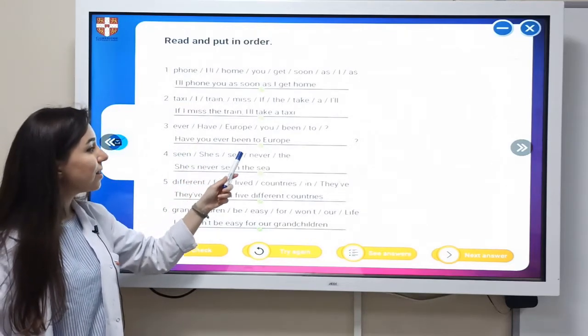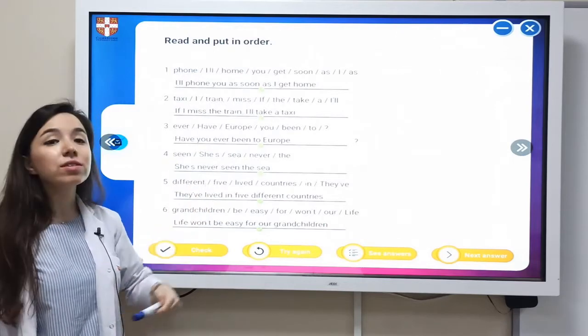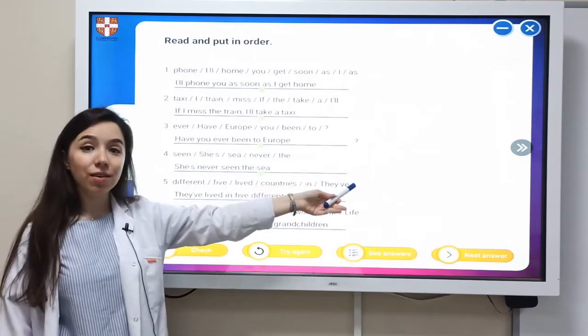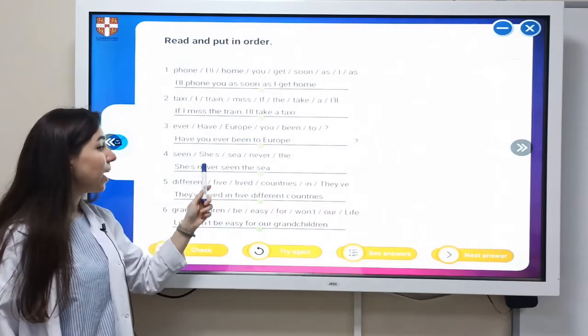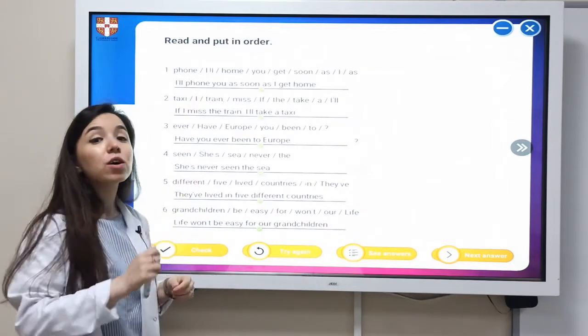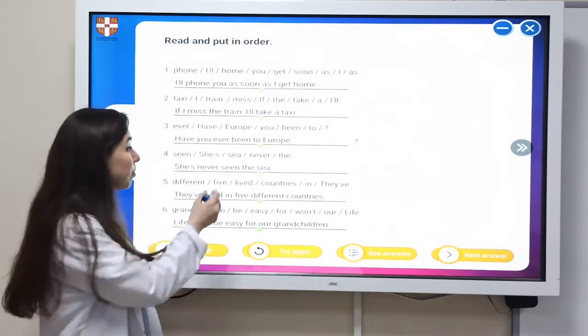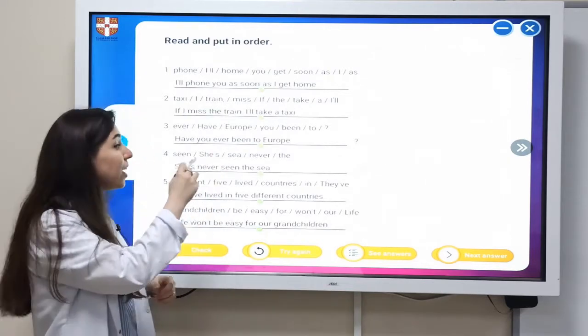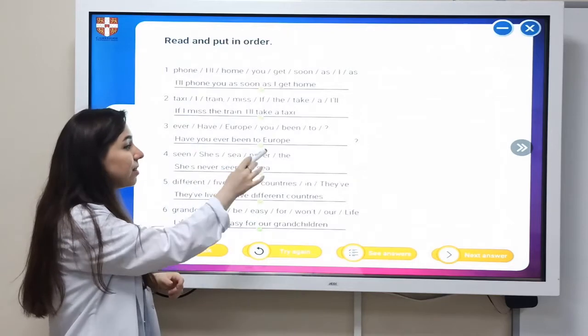Seen, she has, seen, never, the. She has never seen the sea. Here we don't have a question mark again. Yes, she has never seen the sea. Well, this is not is. Please pay attention because our sentence is present perfect simple. This is not is. This is has. She has never seen the sea.